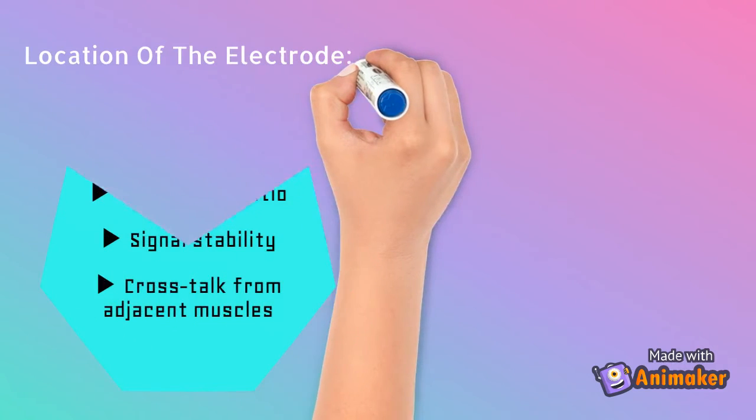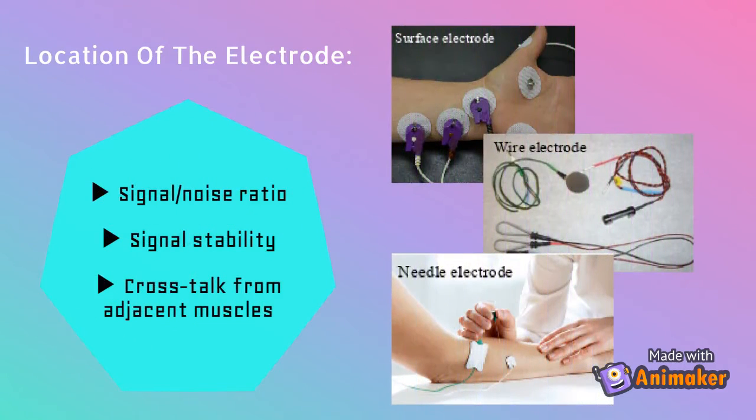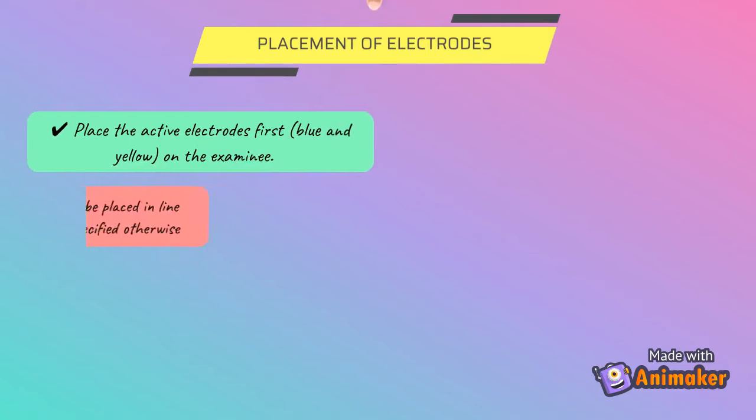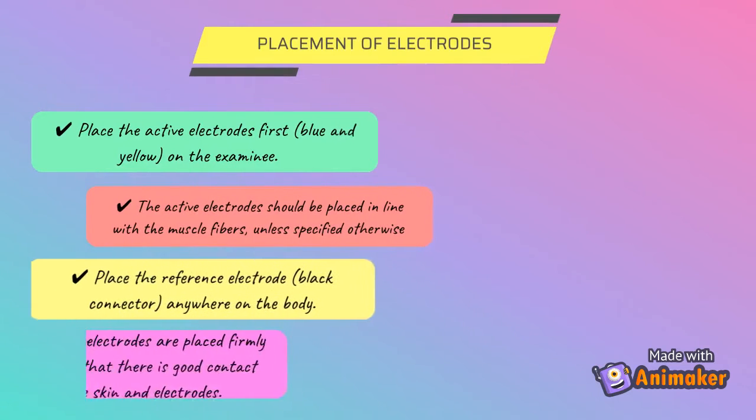Location of the electrode: 1, signal to noise ratio; 2, signal stability; 3, crosstalk from adjacent muscles. Electrode systems for EMG. Placement of electrodes.